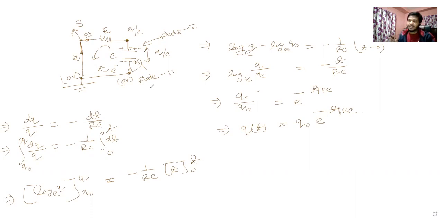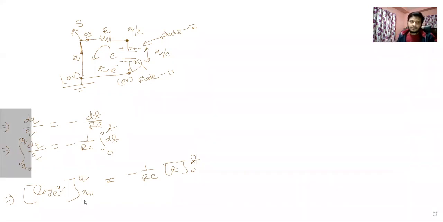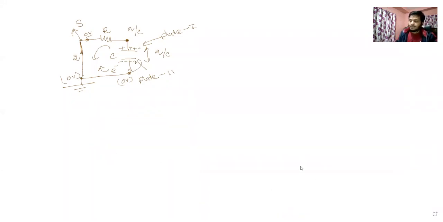Now we are interested in finding out the current at time t, and we know the equation for current. Again, let me erase. The equation for it was dq by dt.